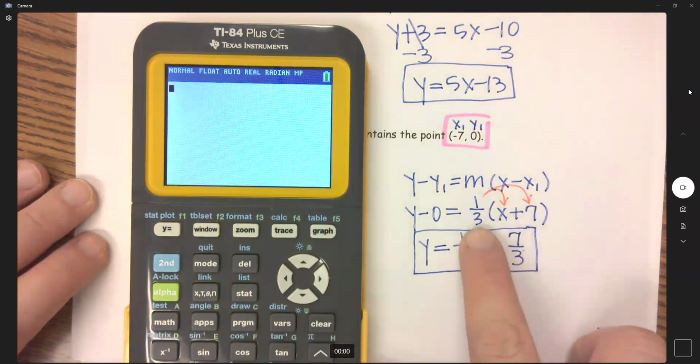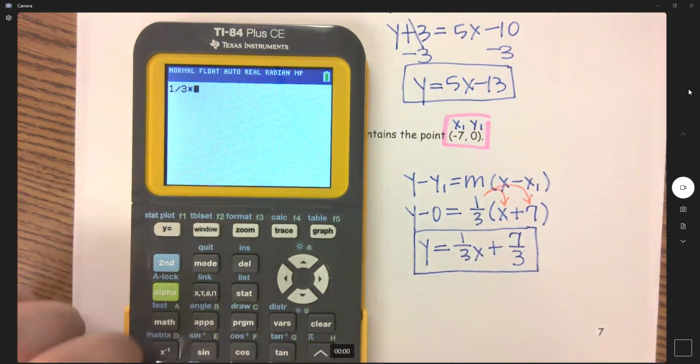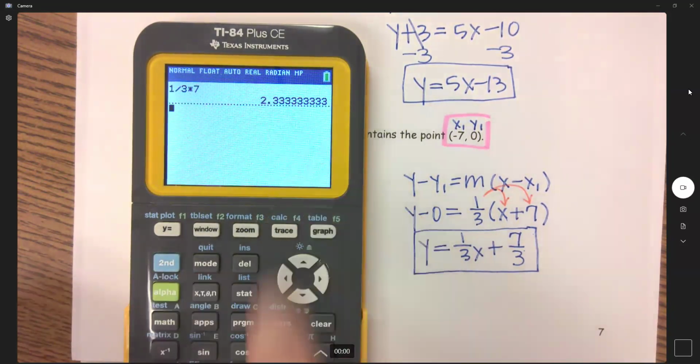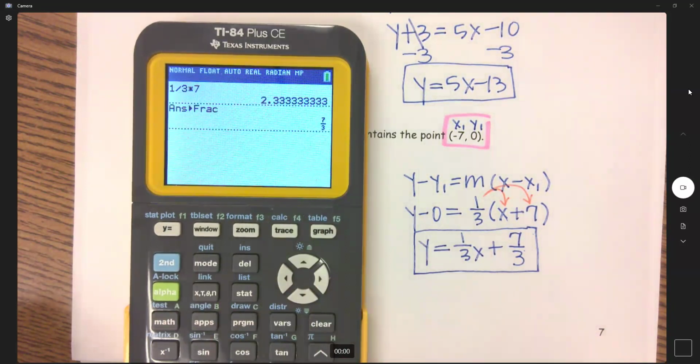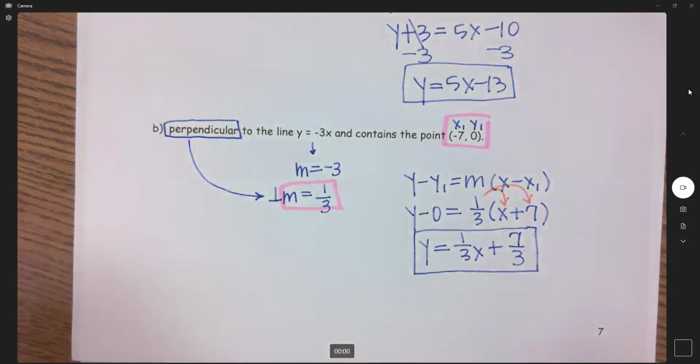Okay, remember 1/3 is just 1 divided by 3. So 1 divided by 3 times 7. We get this decimal right here. We're going to go right here to math and change that to a fraction, and we get 7/3. So don't be scared of fractions. We have our handy dandy calculator here. All right, that's all I have for this lesson.